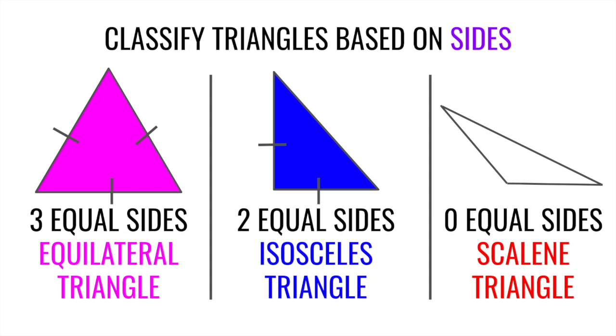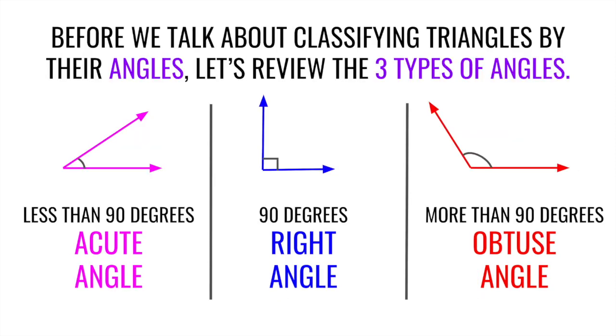The 2 sides that are equal are marked with a line through the sides. Notice how the other side does not have a line through it, showing that it is not the same measurement. If the triangle has 0 equal sides, meaning all of the sides are different lengths, we call that a scalene triangle.